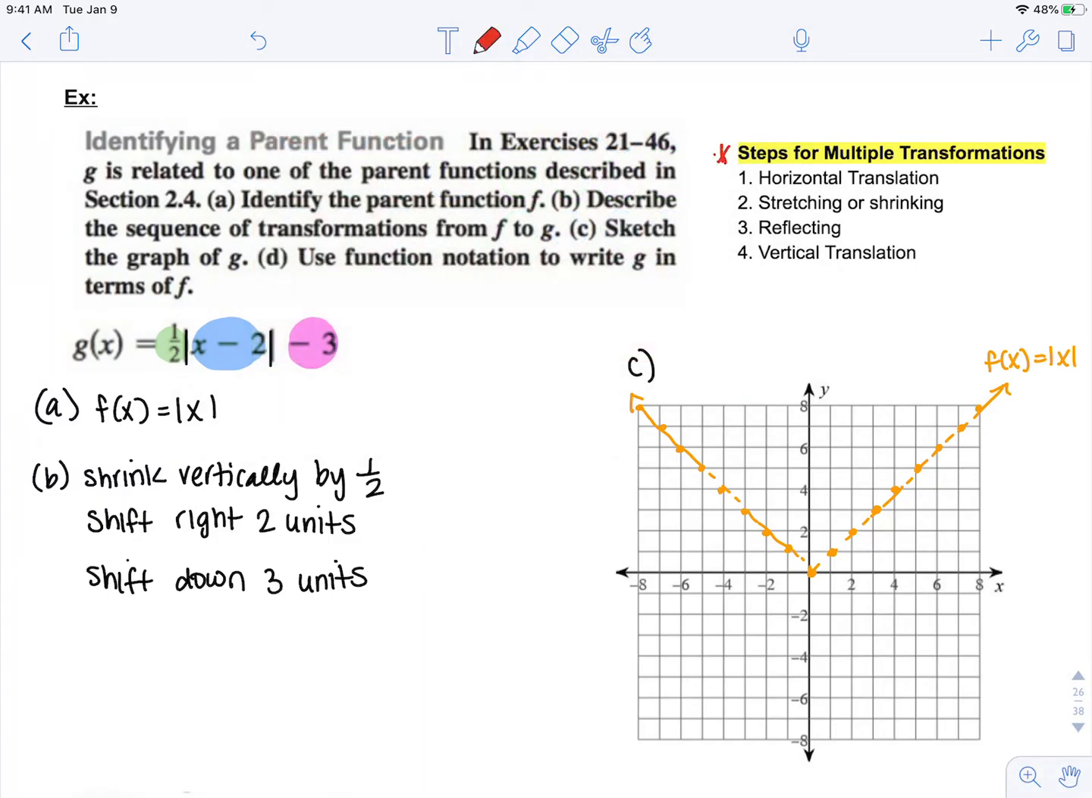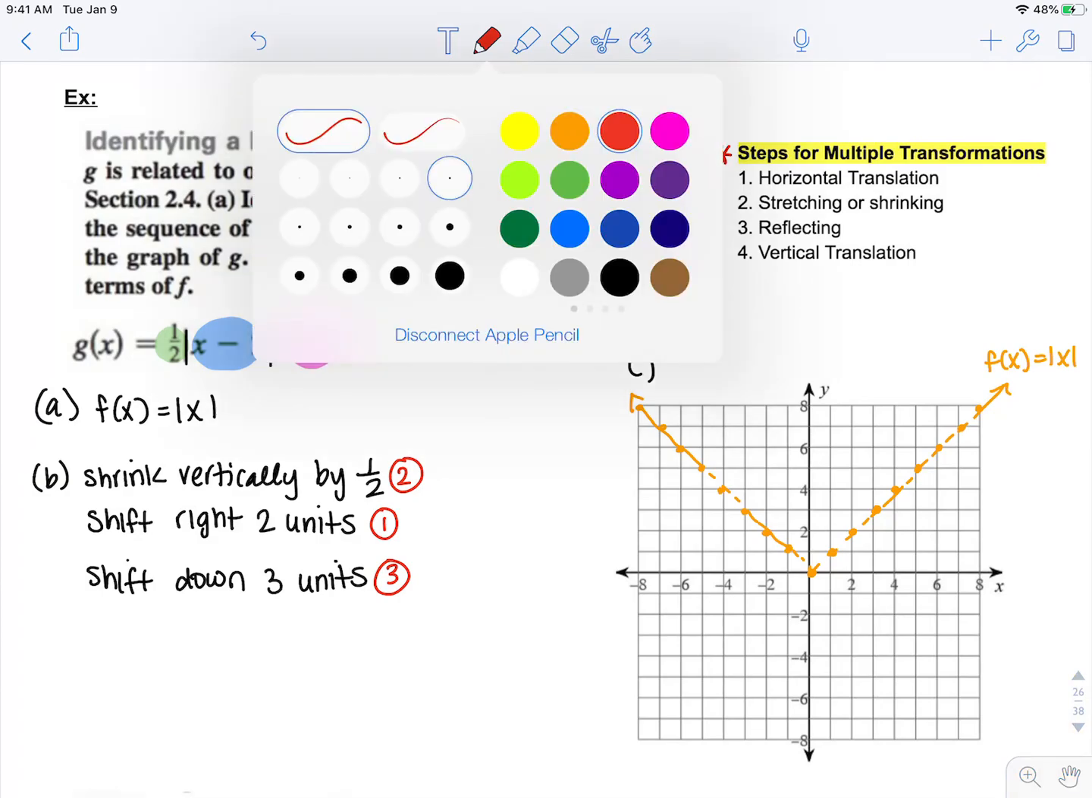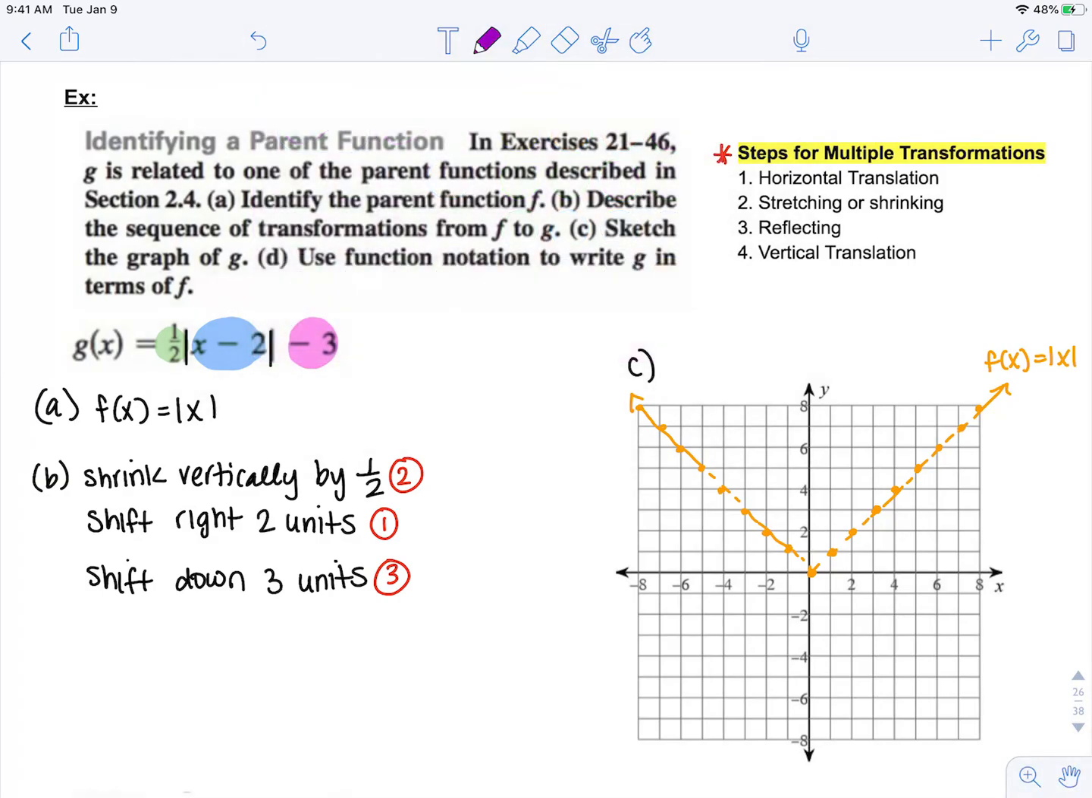So if I am following these steps for multiple transformations, I want to do my horizontal shift first. Then I'm going to shrink or stretch second. I don't have any reflecting, so then I'm going to do my vertical shift last. I'm only going to take a few of these points, so we'll get the gist.